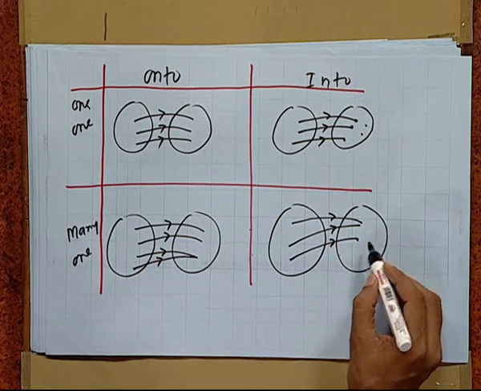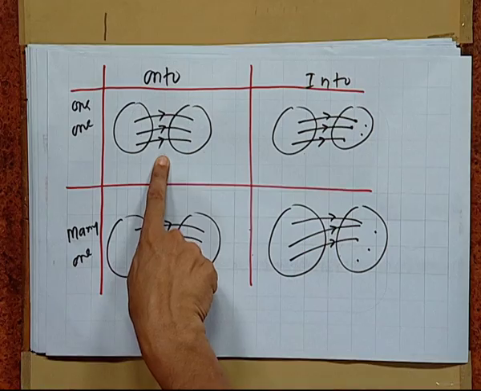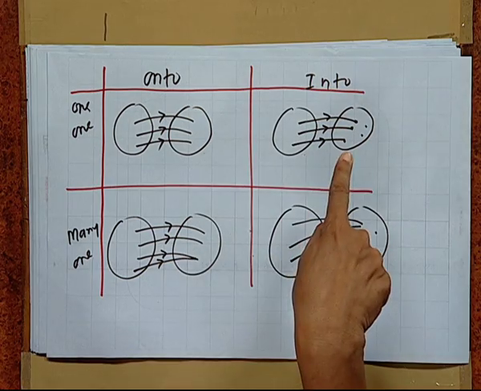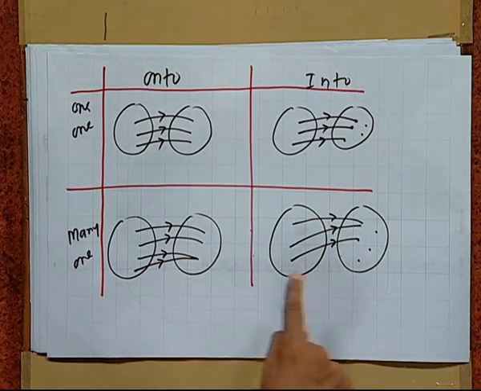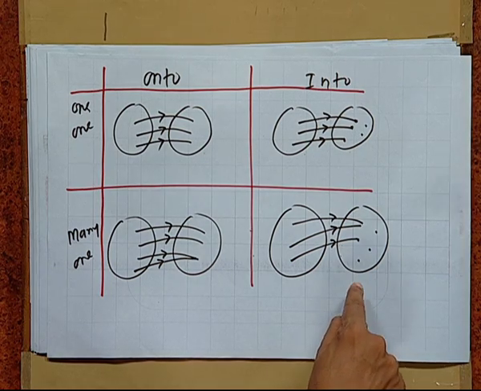But it is onto. Now it is into. Thus, we classify functions in two ways. One is onto and into, the other is 1-1 and many-1. This was 1-1 and onto, this was 1-1 and into, this was many-1 and onto, and this was many-1 and into.